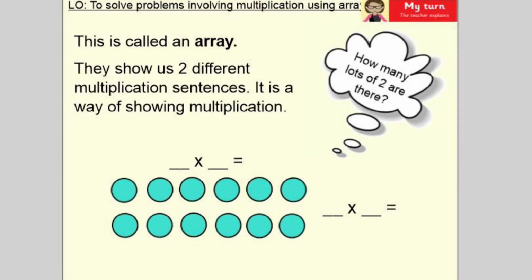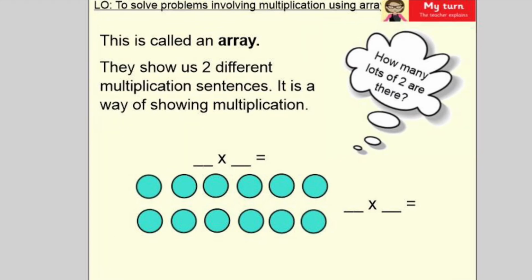Okay, on your screen, you'll see a pattern of dots. This is called an array. Can you say that after me? Array. We use these because they show us 2 different multiplication sentences. It's just another way of showing multiplication. So you'll see that we've got 2 empty number sentences there, which we need to fill in.